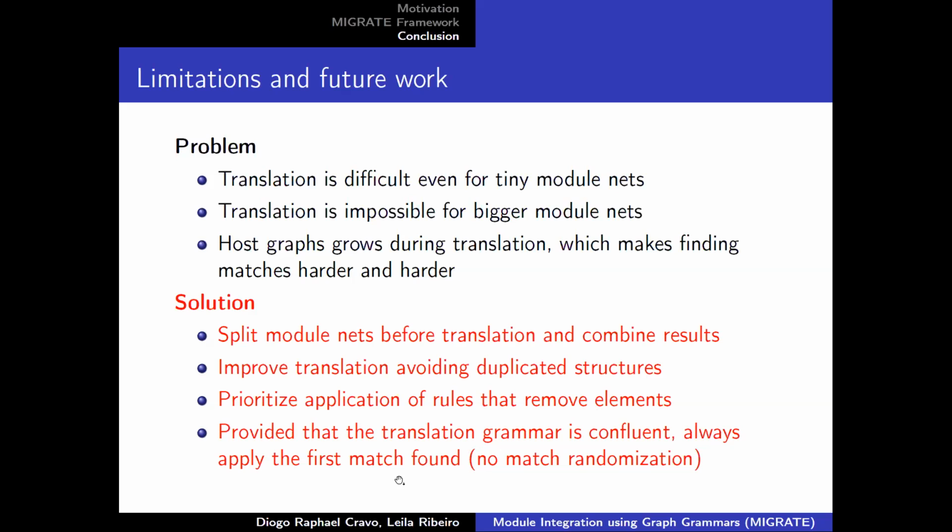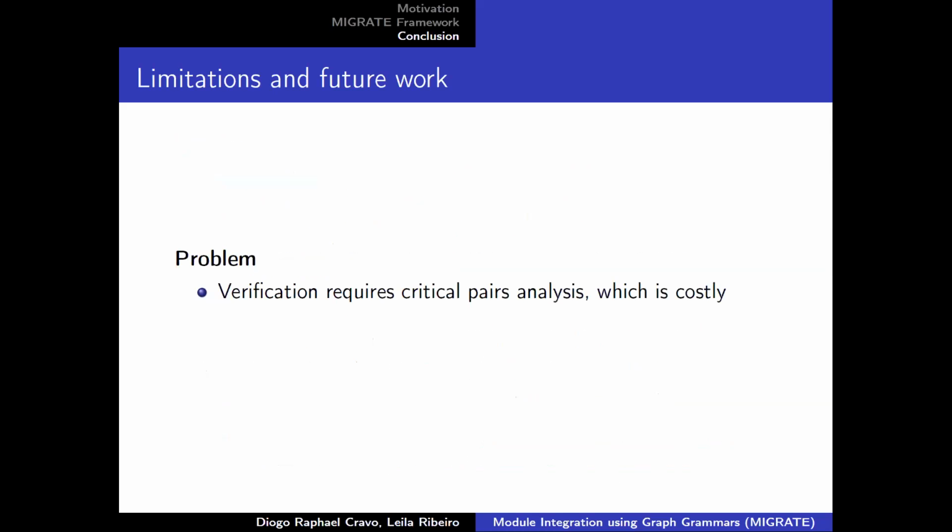Also, another thing is that we already know that our translation grammar is confluent, so there is no reason why we would want to randomize matches. We'll always apply the first one. That would help us to save some time as well.